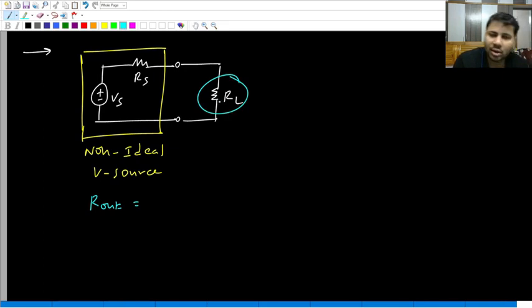Where is the load? RL is the load. Load will look in this direction. When the load looks in this direction, the only resistance load will see is what? Rs. Yes or no? So without doing anything, you can directly say that the output resistance is Rs, as you all rightly said.